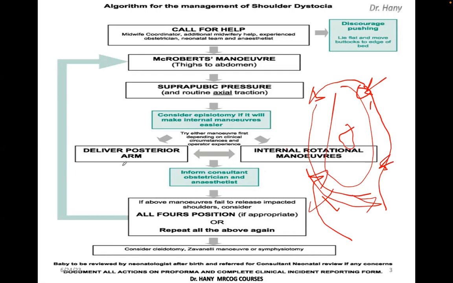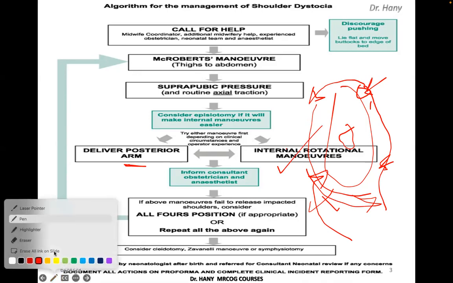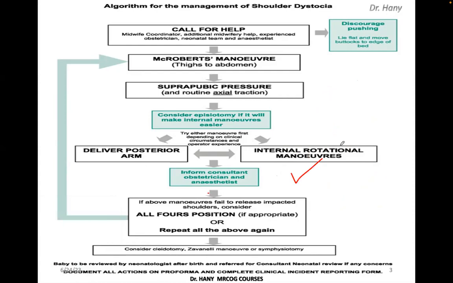If failed, deliver the posterior arm. So this is the internal maneuver. Try either maneuver, depends on the operator, but the RCOG recommends to do the internal maneuver first because delivering the posterior arm carries an incidence of fractured clavicle. Okay, so internal maneuver first, then posterior arm. Failed, inform senior.